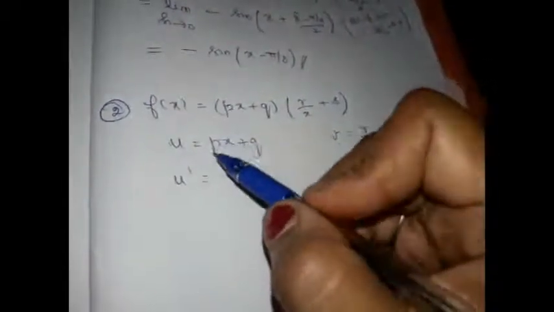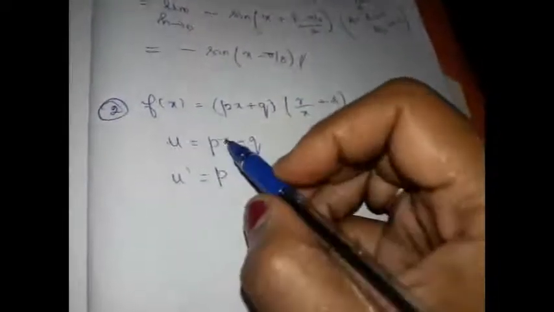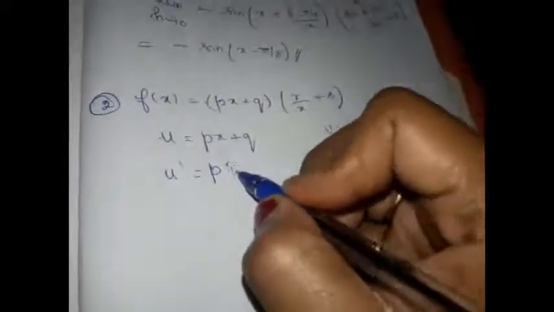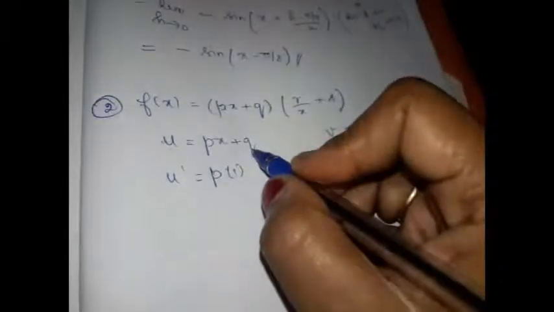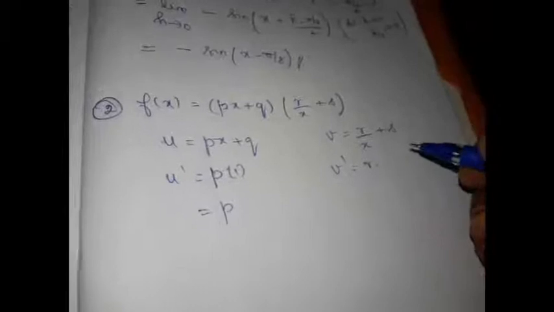So, what will be u dash? U dash, we have to differentiate this. So, px, if we differentiate, p is a constant coefficient, right? So, the differentiation of x is 1, plus if we differentiate q, it is going to be 0. So, u dash is p. What is v dash? V dash is r into 1 by x we have to differentiate. If we differentiate 1 by x, it is going to be minus 1 by x square, right? Plus s if we differentiate is 0.